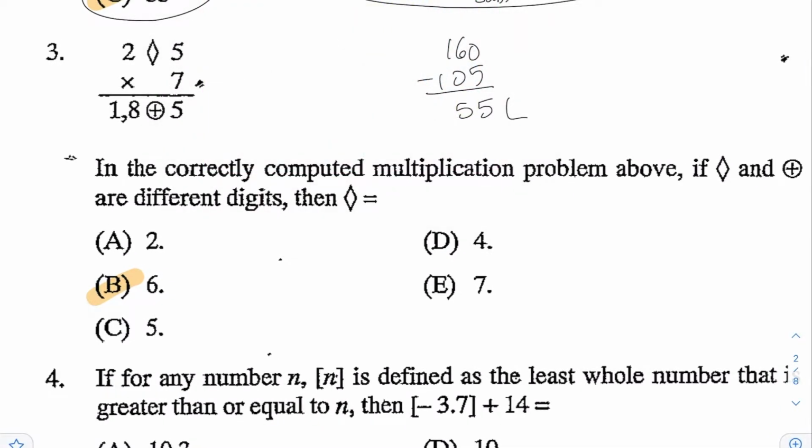Next, for number 3, in the correctly computed multiplication problem above, if a diamond and this plus symbol are different digits, then the diamond is equal to. So here you're multiplying, and you can just start multiplying. 7 times 5 is 35. You put the 5 on the bottom. You got to carry the 3. Then you know that 7 times this diamond, and then add 3, is equal to the symbol and whatever you carry up here.